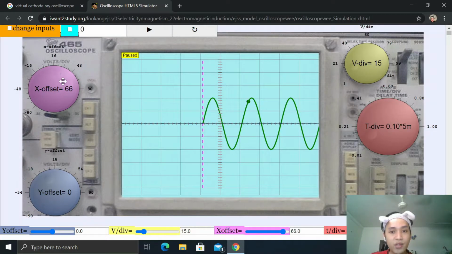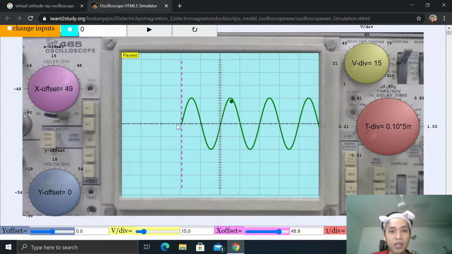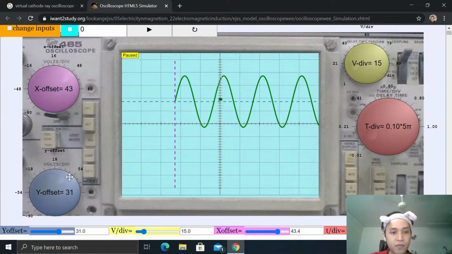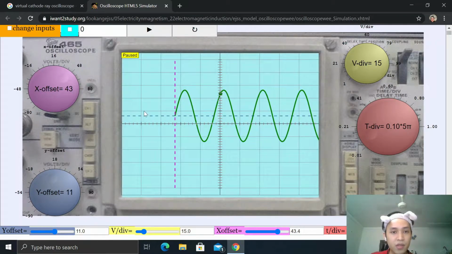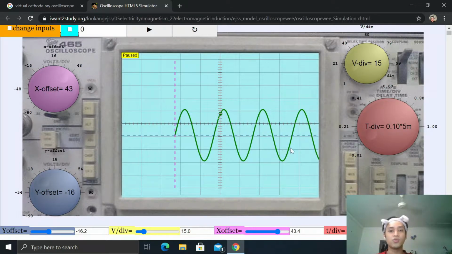Now X shift and Y shift are just basically moving the graph. X shift, we are just moving it left and right. It's a little bit laggy because I'm recording. Left and right, this is X shift. Y shift means I'm moving the trace up and down. This is Y shift. These are the four important knobs that we normally use in the CRO.